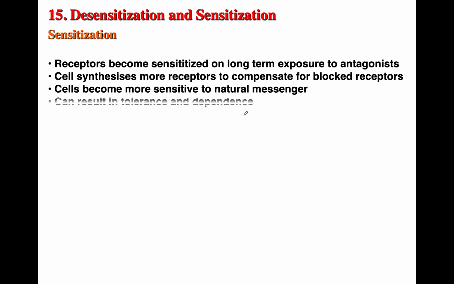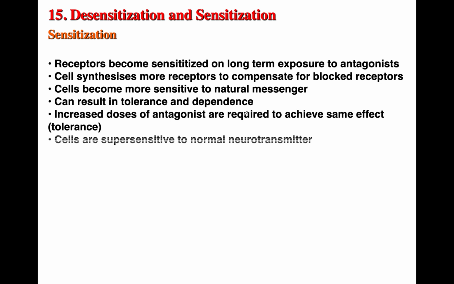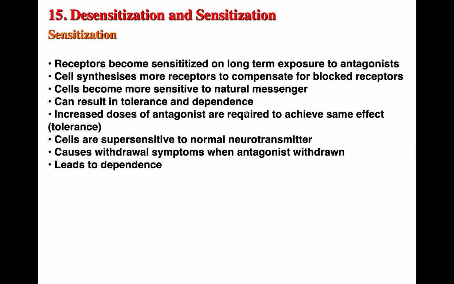Now, the process of sensitization happens when the receptors have been exposed to an antagonist over a long period of time. When the antagonist is present for a long period of time, the cell is going to order the synthesis of more receptors to make up for all the receptors that are blocked. So then the cell is going to be more sensitive to the natural messenger again, which will lead to either tolerance or dependence. Let me show you the image here.